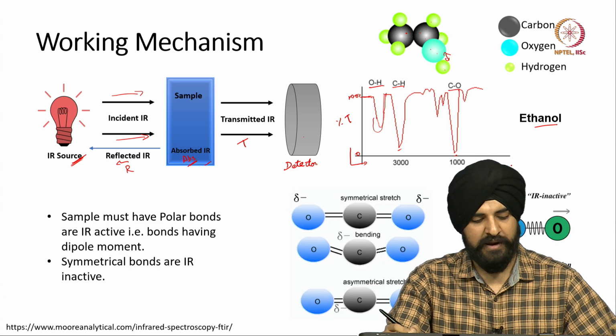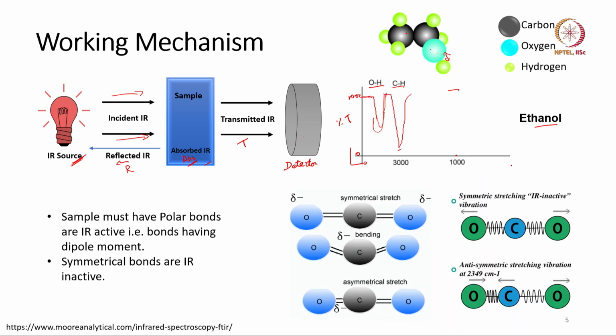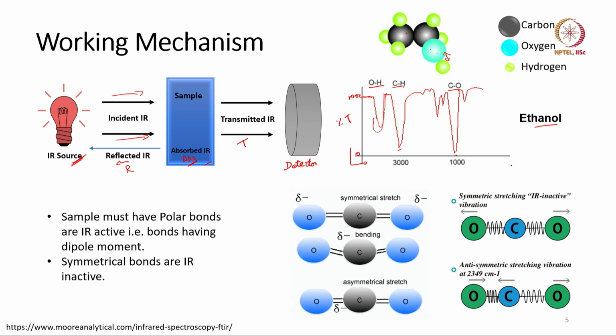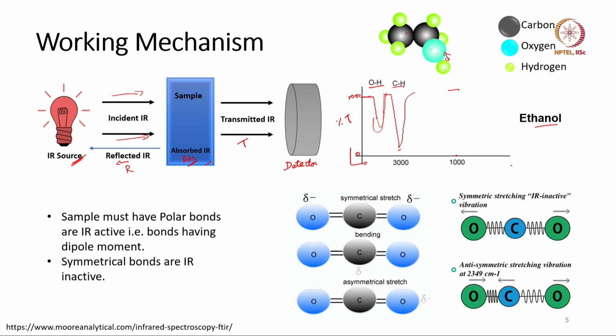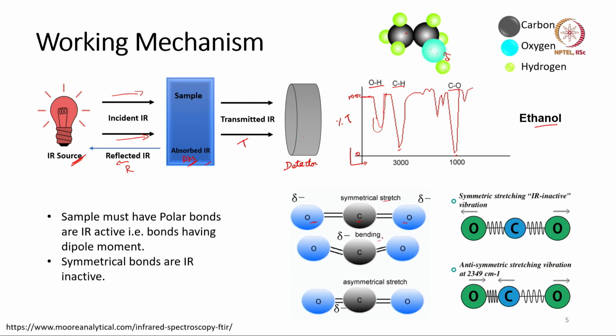Coming to one of the exceptions. With IR, we can identify what bonds are present in our material, but it has a limitation. Suppose we have carbon dioxide, represented here. We have the carbon and two oxygen atoms on the same plane, and depending on that, we could have a symmetric stretch, bending, or an asymmetric stretch.